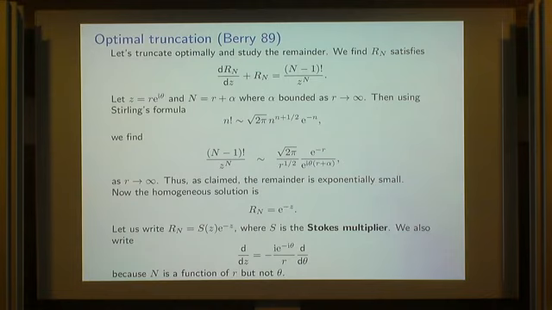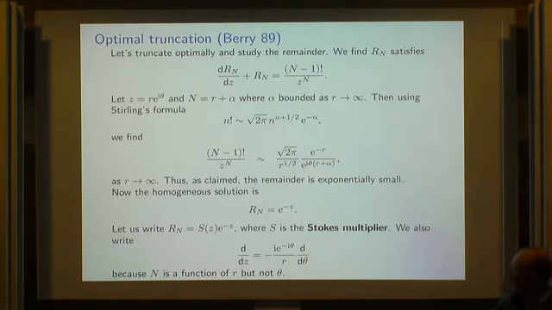So the homogeneous version of this equation has got solutions which are e to the minus z. And I'm expecting one of these to be turned on. So I'm going to write this remainder as some function s, the Stokes multiplier, multiplied by this e to the minus z. And then I've got a choice of how to write d by dz. So I've written z in polar form. So I could write that as d by dr or d by d theta.